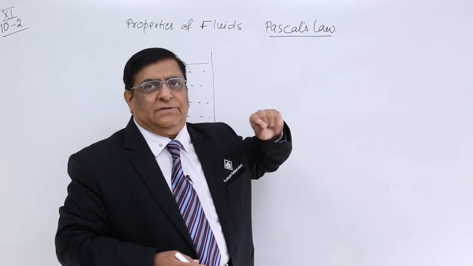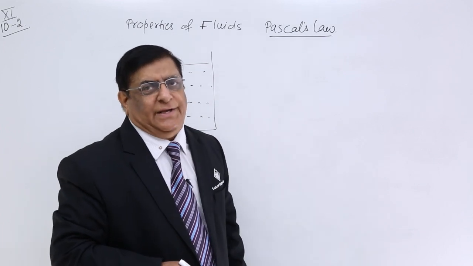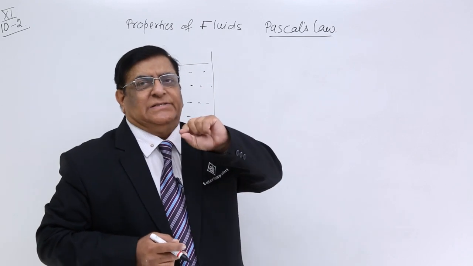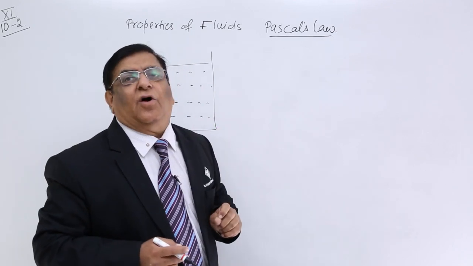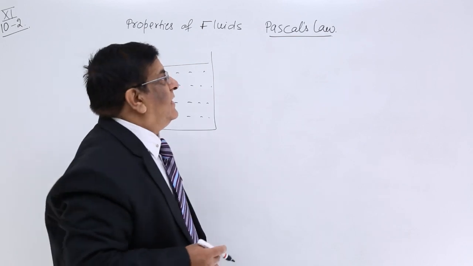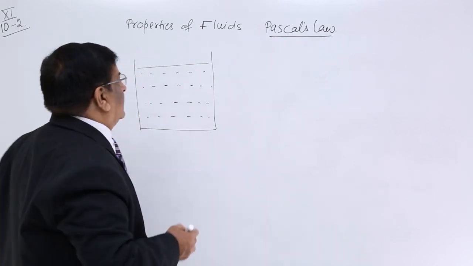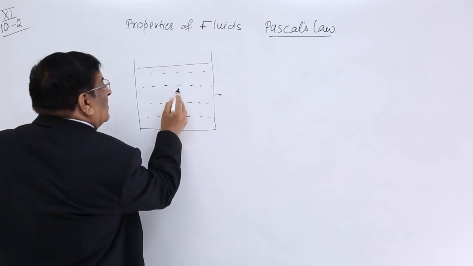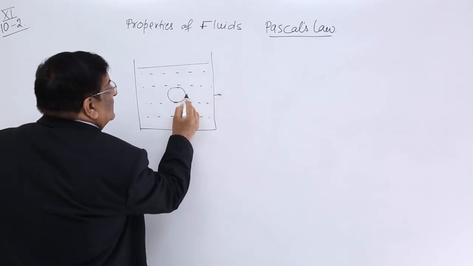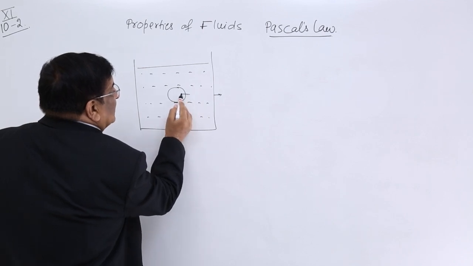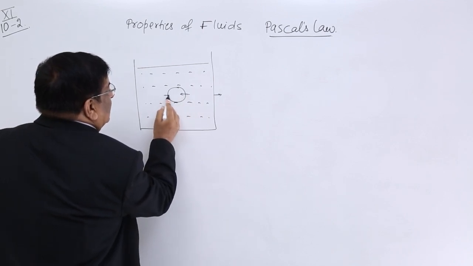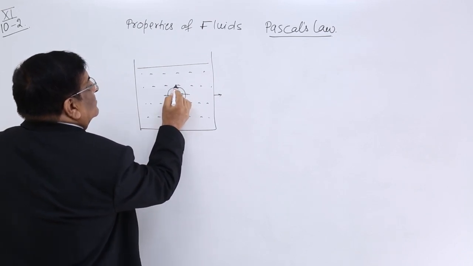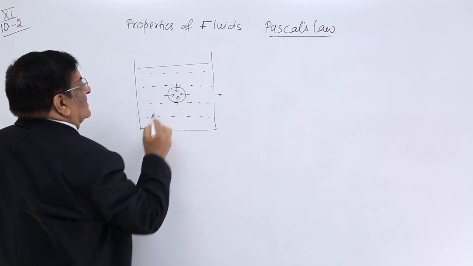Earlier we have studied the pressure formula, that is force upon area, but we did not discuss whether pressure is a scalar quantity or a vector quantity. The answer is, pressure has a direction. Here this liquid is pressing in this direction. If I put a ball here, then the liquid molecules here are pressing it here, and they press it in this direction, and the molecules here press it in this direction.